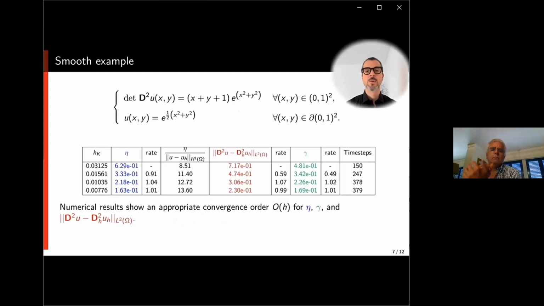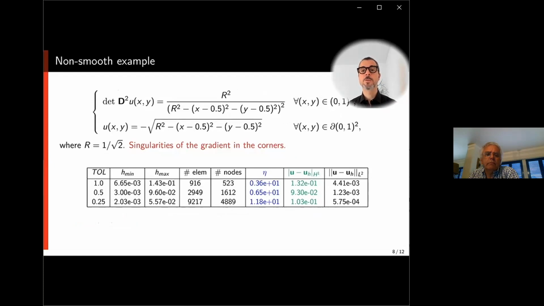Nevertheless, when you look at some numerical examples, starting with a smooth one, where the solution is very smooth, we work on the unit square and we have an exponential function, we can see that all the indicators behave appropriately. Namely, in blue, red, or green, we all have first order convergence for all these indicators here, and for the error on the second derivatives.